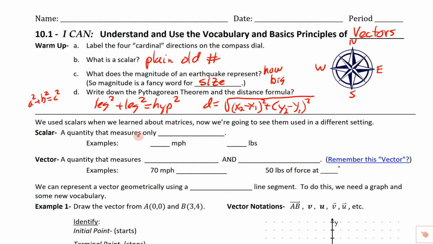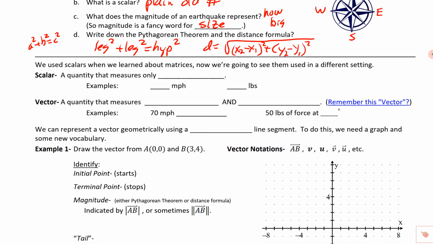Now, when we used scalars before, we used those with matrices, like we said a second ago. We're going to see scalars in a slightly different setting now. So a scalar is a quantity that measures only magnitude. So write the word magnitude, and we might abbreviate that a little bit later, but let's write magnitude for the time being. And remember, magnitude is a fancy word for size. So some examples would be something like this: 70 miles per hour or 50 pounds. They just measure how fast something is going, how much something weighs, or what the force is, or something like that.